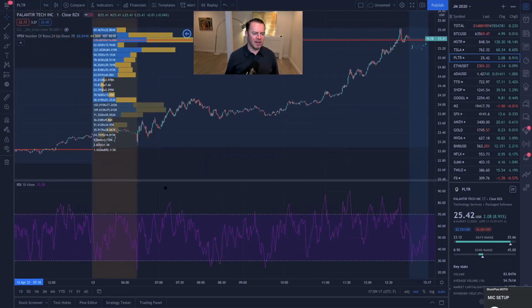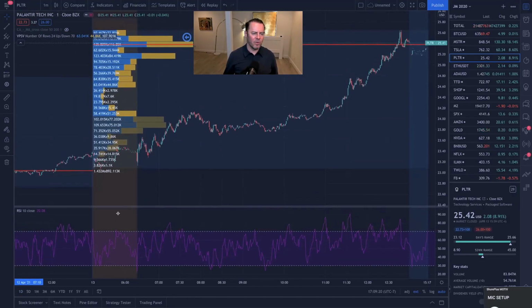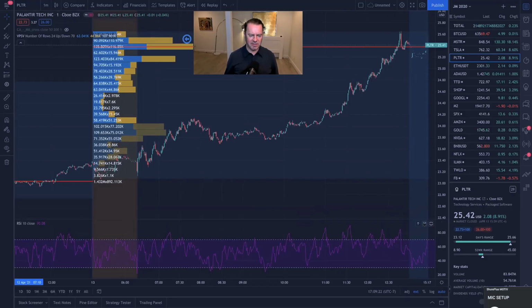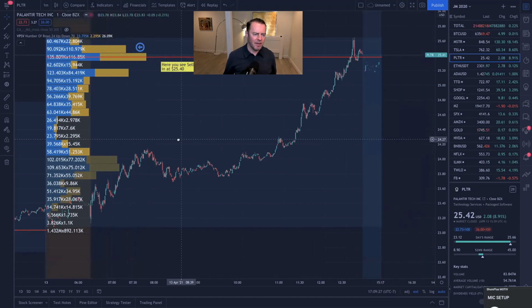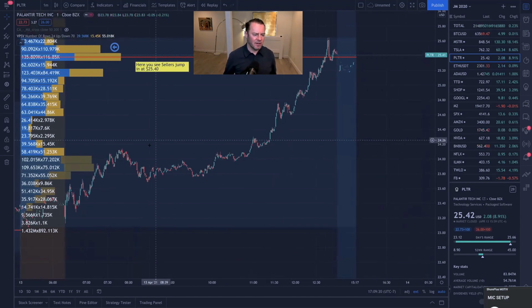Again, you can see here, I like to look at all my numbers. We don't actually need this RSI anymore because we're just looking at the point of control. And you'll see here, accumulation all day. The blue is in control all day, up until we got above $25.50. That's the point at which the sellers start jumping in and they start selling and they start overpowering the buyers. And that's why Palantir shot up all day into this level, about $25.65.